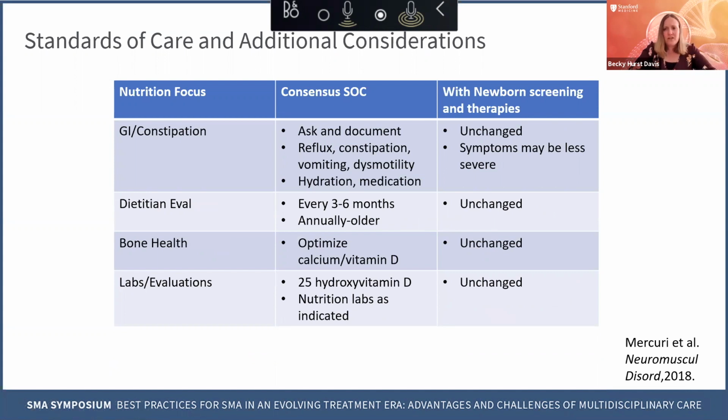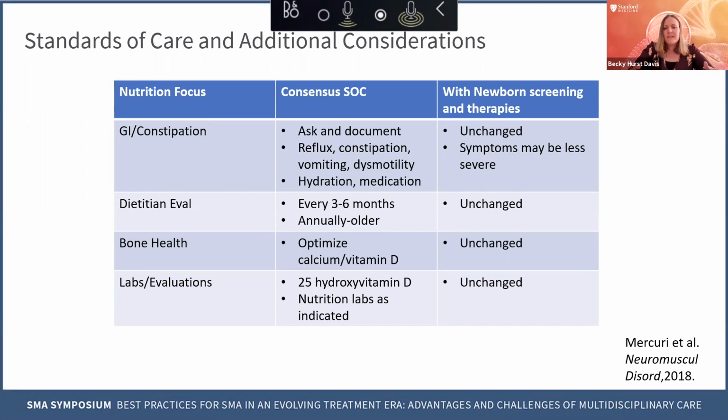For GI, constipation, reflux, vomiting, and dysmotility are all very common with people with SMA. And so just make sure that when you're seeing a patient that you're asking these questions, documenting it. We generally treat this by making sure they're adequately hydrated, and then with medication because it is a concern. With newborn screening and therapies, we're finding this unchanged. Symptoms may be less severe, but you still need to be sure to ask your patients.